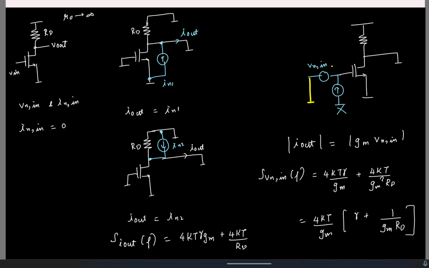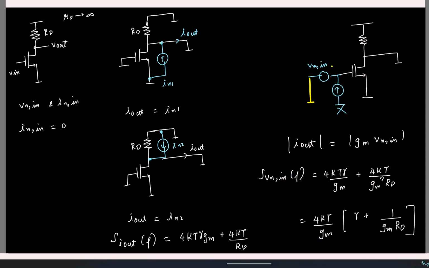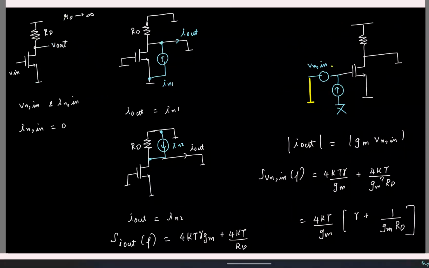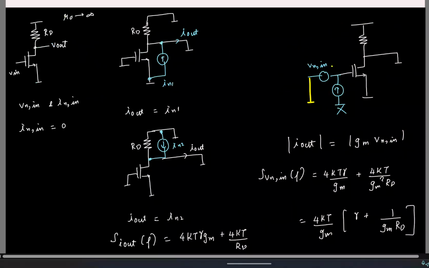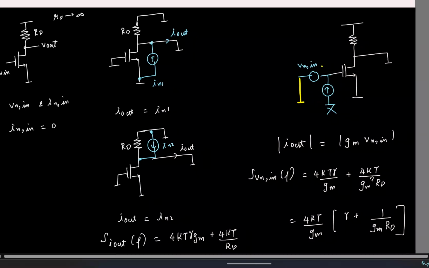Next, let's look at a case where we have both. Here we didn't have to calculate the noise current because the input impedance was infinity. Again, if you try to calculate, what will happen is that you calculate everything finally, and then you try to find the transfer function from this guy to the output. Since it is an infinite input impedance, the transfer function will blow up.